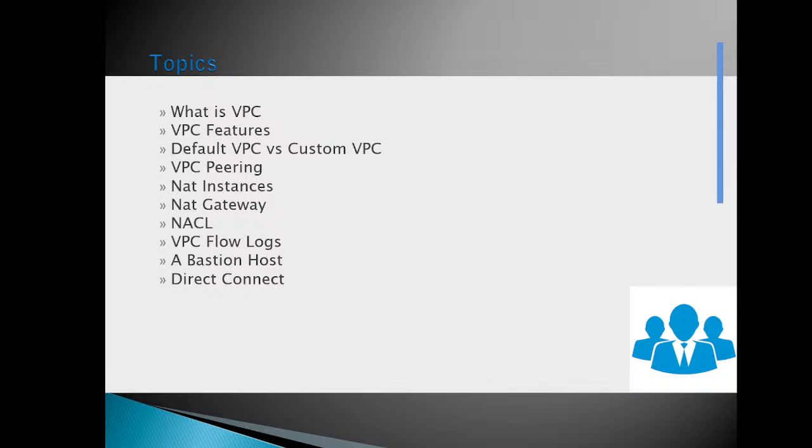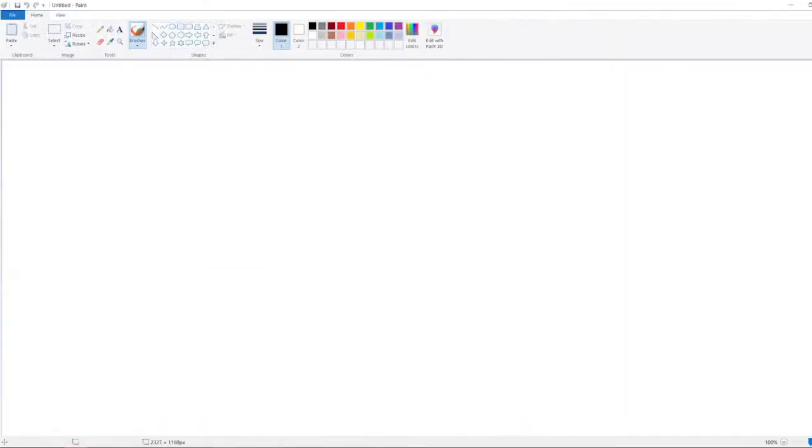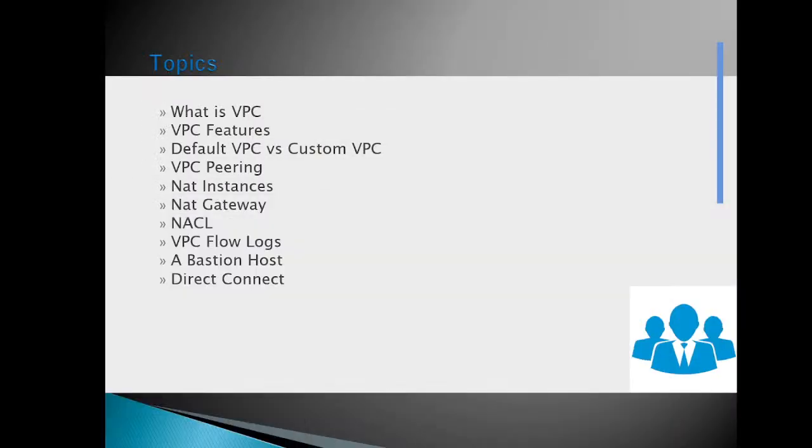So what is VPC and why is it important? Till now we were using the default VPC. VPC is used anywhere where machines come into the picture. Where we have used machines till now, like EC2 machines, RDS machines, or Redshift, or any kind of machine, there the VPC will play an important role.